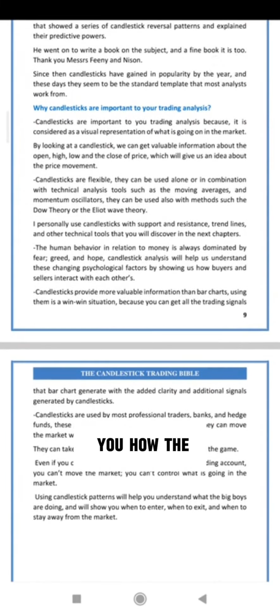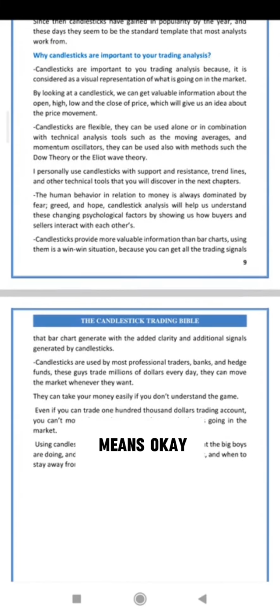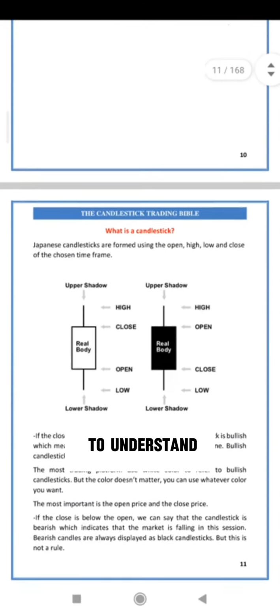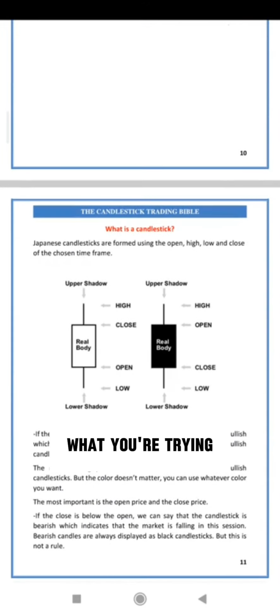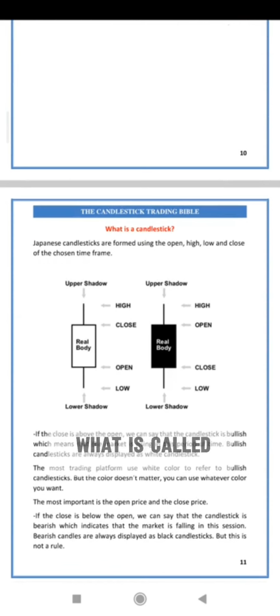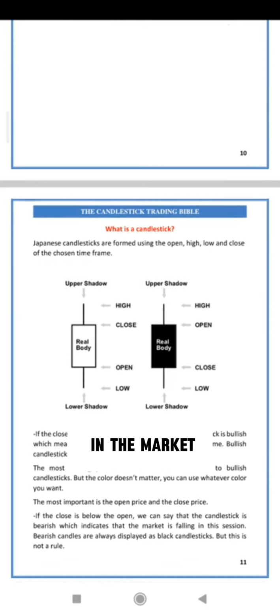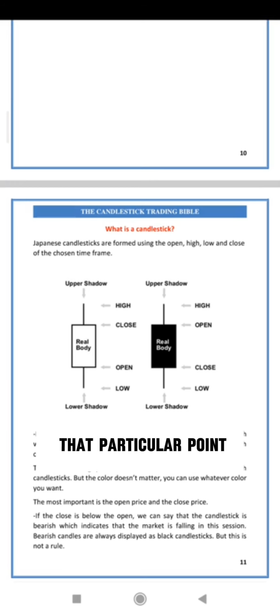I will show you how the thing appears on the chart and what it means. The first thing you need to understand when you're trying to trade is what is called the power dynamics in the market. The power dynamics in the market means that you need to know who is in charge of that market at every particular point in time. We'll talk about time frame a little bit from now, but first of all, you need to know whether it is the buyer that is ruling the market at that particular point, or the seller.